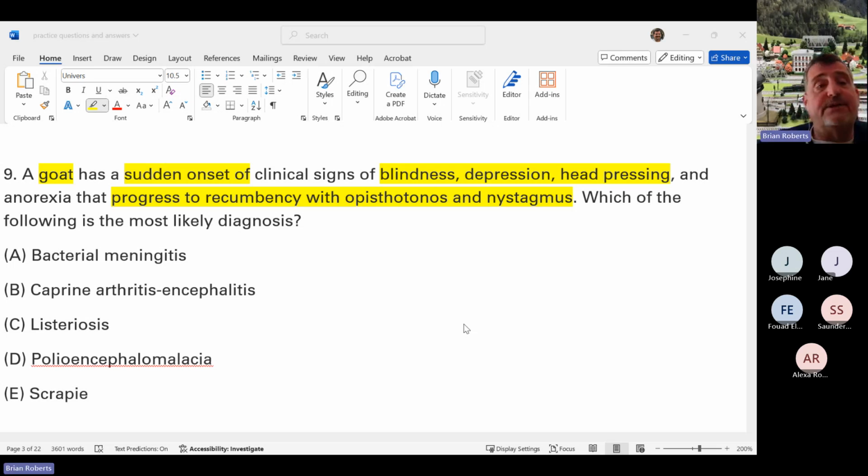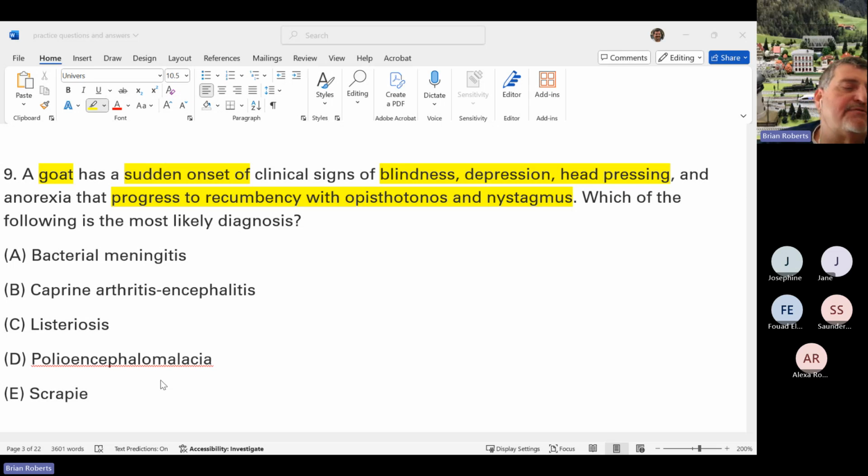So now let's look at our options, right? Sudden onset. Remember, sudden onset. So we have bacterial meningitis, caprine arthritis encephalitis, listeriosis, polioencephalomalacia, and scrapie. I'm leaning towards polioencephalomalacia, and I can definitely take out caprine arthritis encephalitis and scrapie. Yes, I agree with B and E. You can take those out because those are more, right?